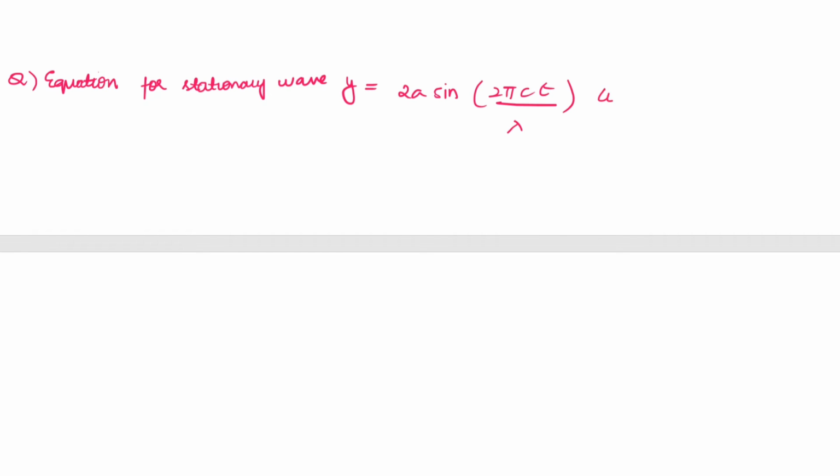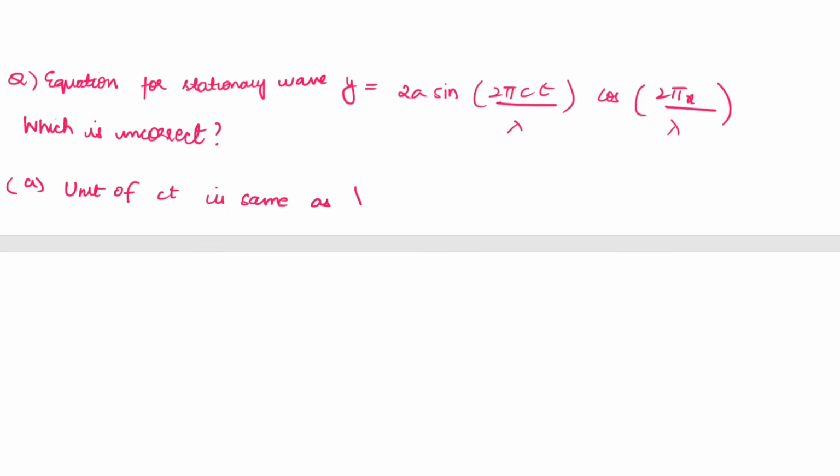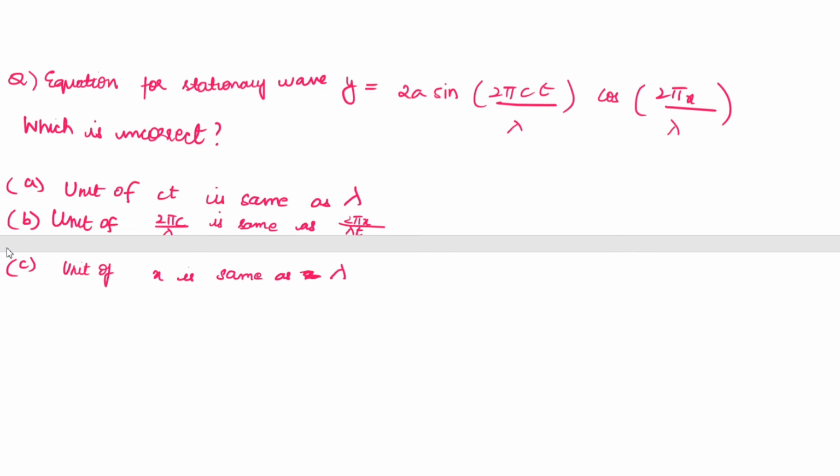Okay, so let's look at one more question. The equation for a stationary wave is given as y is equal to 2a sine 2 pi ct by lambda cos 2 pi x by lambda. Which of the following statements is incorrect? Option A, unit of ct is same as lambda. Option B, unit of 2 pi c by lambda is same as 2 pi x by lambda t. Option C, unit of x is same as lambda. And option D, unit of x by lambda is same as c by lambda.